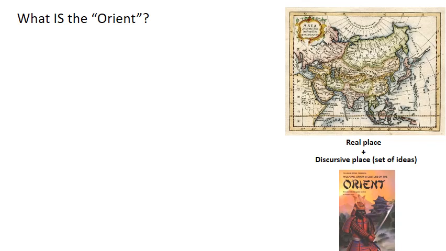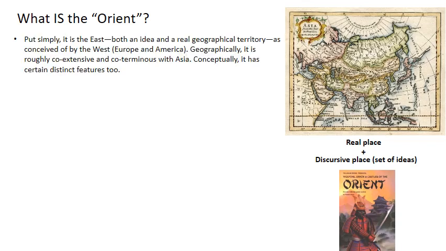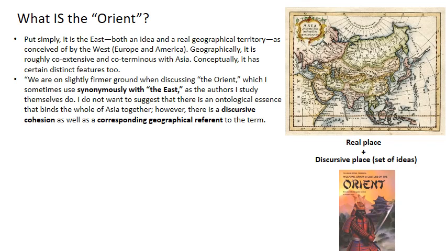Moving on, what is the Orient in Orientalism? Put simply, it is the East, both an idea and a real geographical territory. So as I've said, there is a discursive reality to the Orient, but there is also a geographical and political reality. So it is the East, both an idea and a real geographical territory as conceived of by the West, Europe and America. Geographically, it is roughly coextensive and coterminous with Asia. Conceptually, it has certain distinct features too.